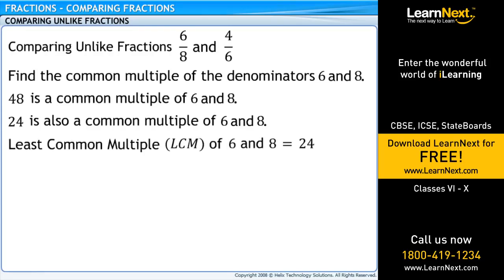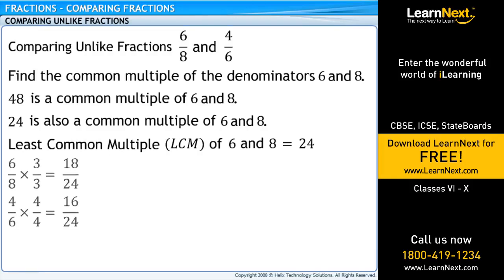You are both correct. Jenny, 24 is the least common multiple of 6 and 8. Since it is easier to work with smaller numbers, we take the LCM of the denominators of the unlike fractions. To get 24 as the denominator of the fraction 6 upon 8, we multiply both the numerator and the denominator of this fraction with 3. We multiply 4 upon 6 by 4 upon 4 to get 16 upon 24.